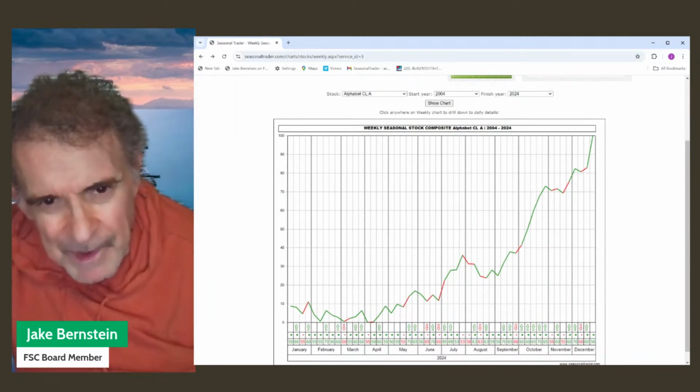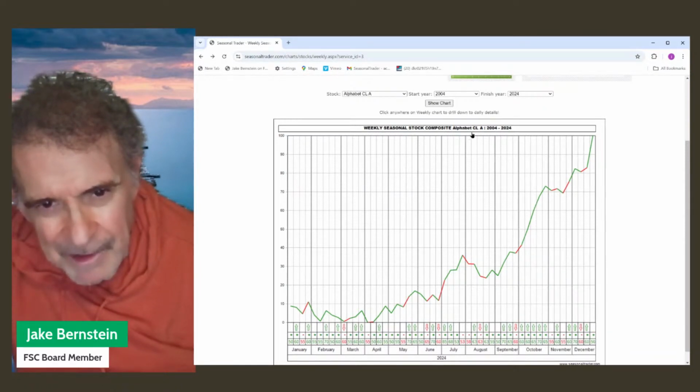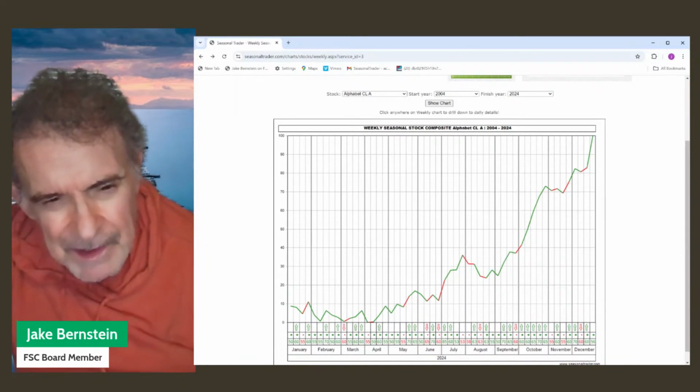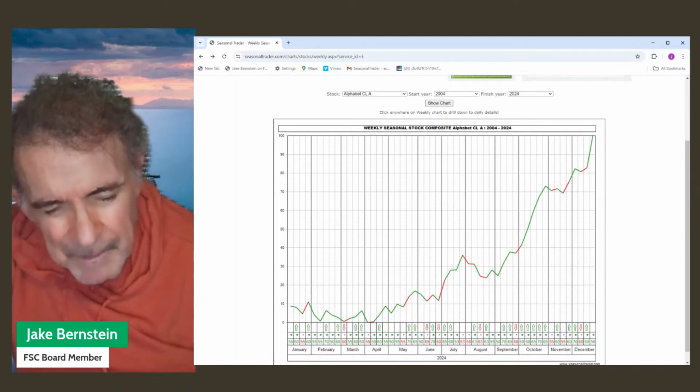As an example, I've taken the weekly seasonal chart for Alphabet Class A from 2004 to 2024, in other words, a period of 20 years. I made one chart that shows the entire 20 years as a trend. Now, you may be familiar with these charts. You've probably seen them before if you understand my work. But the bottom line is, these charts contain a ton of information that will help you immeasurably. Seasonality is far from perfect, but it is, in my view, one of the best things we've got going.